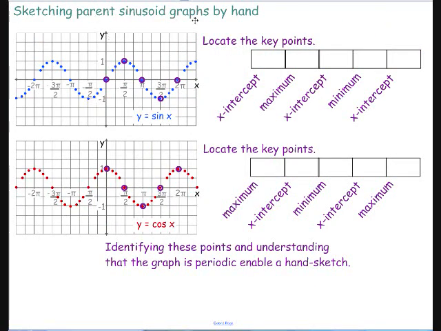Sketching a parent sinusoid graph by hand. Locate the key points. Well, for the parent sine, our x-intercept is our beginning, and the next x-intercept is our ending. And our middle is also an x-intercept. Our maximum comes midway between these two intercepts, and our minimum comes midway between these two. What a nice relationship that is. I'll show you why it works so well for us.